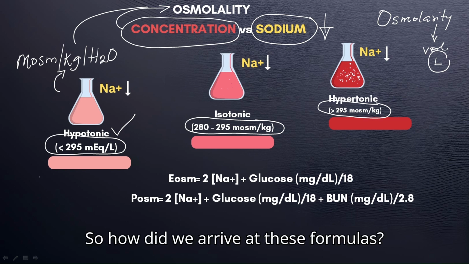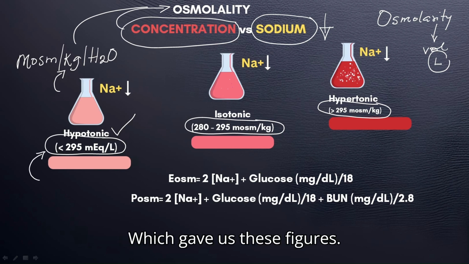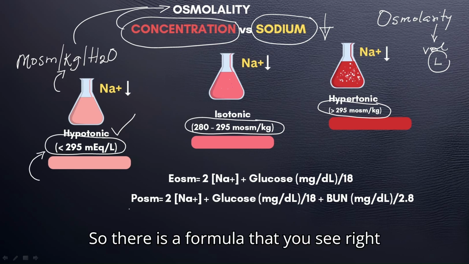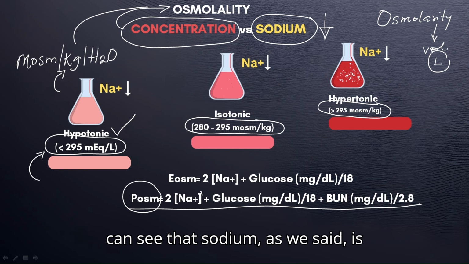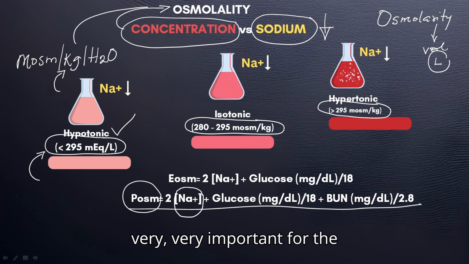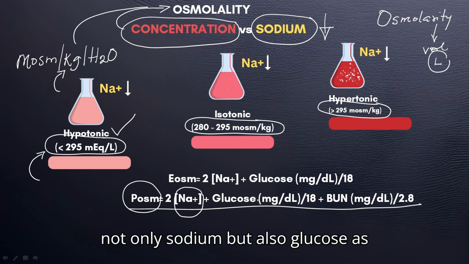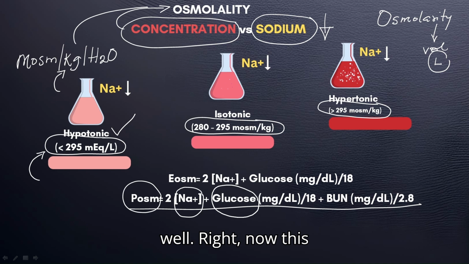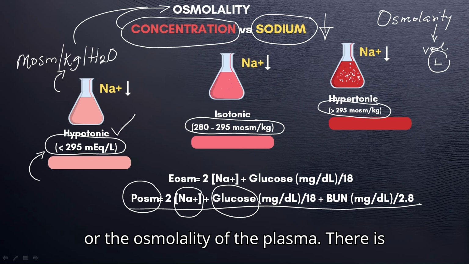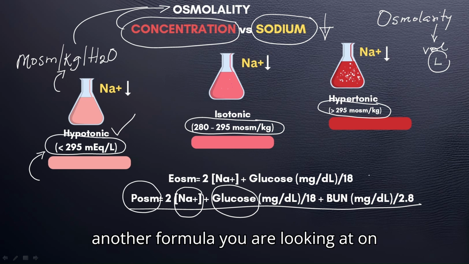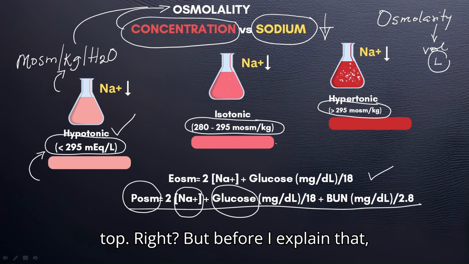So how did we arrive at these formulas, which gave us these figures? So there is a formula that you see right here, which is the osmolality of the plasma. And you can see that sodium, as we said, is very, very important for the determination of osmolality. Not only sodium, but also glucose as well, right? Now, this formula is going to be the general osmolality of the plasma. There is another formula you are looking at on top, right? But before I explain that, let me just give you one example.